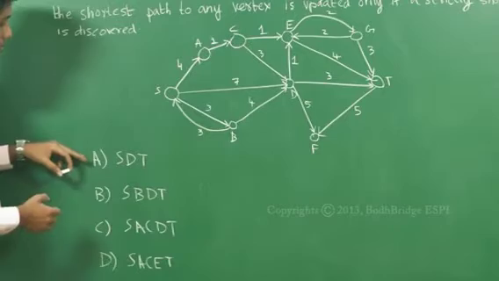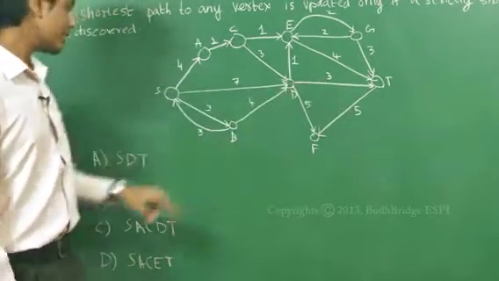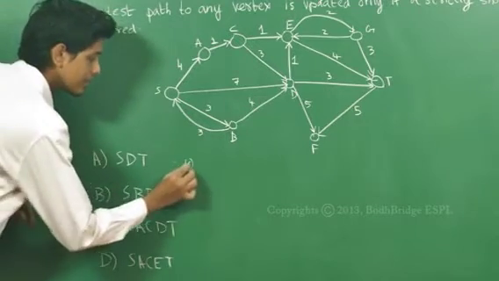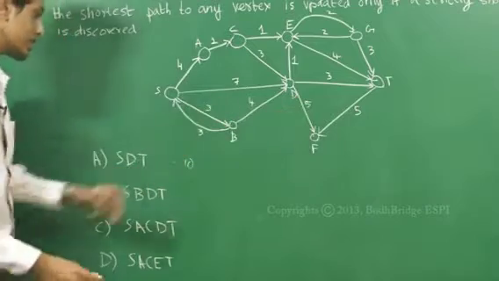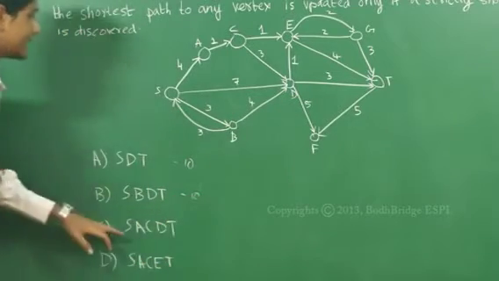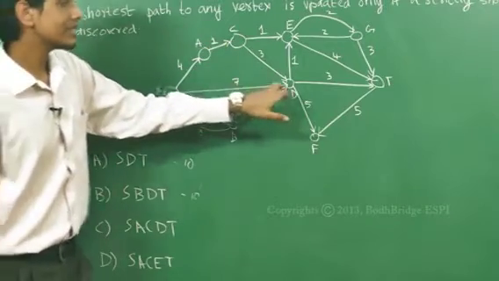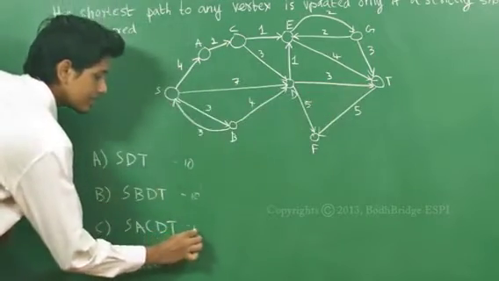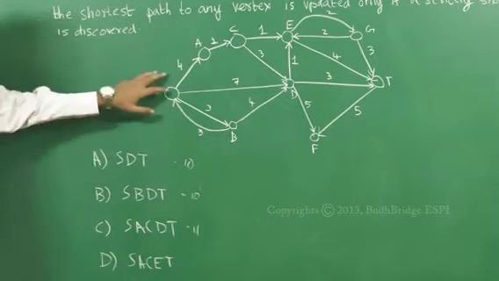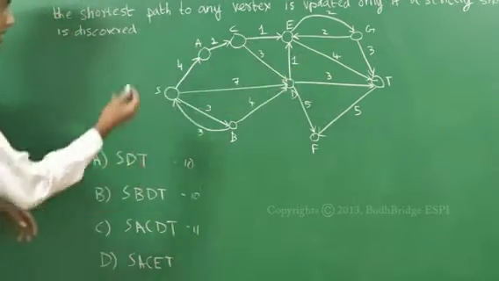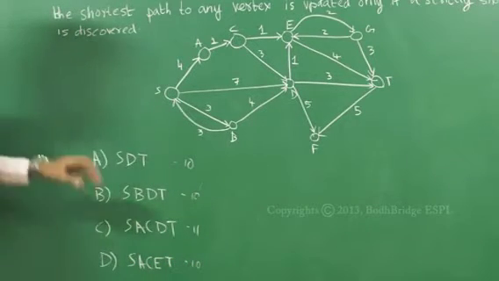So if you notice SDT, S to D to T, the length is 7 plus 3, 10. So this is 10. SBDT is 3 plus 4 plus 3, which is again 10. SACDT is 4 plus 1, 5 plus 3, 8 plus 3, 11. So you can be very sure option C is eliminated directly. SACET is again 4 plus 1 plus 1 plus 4, which is 10. So it can be any of A, B or D. You can just eliminate option C.